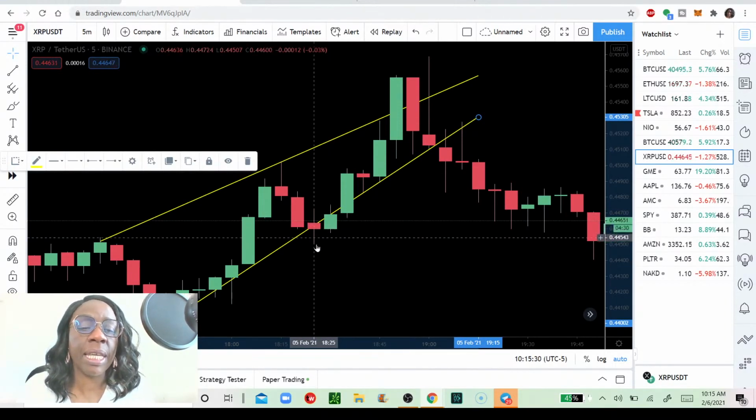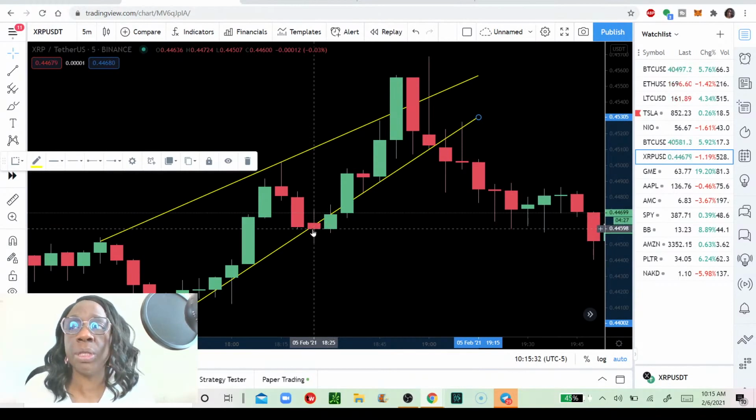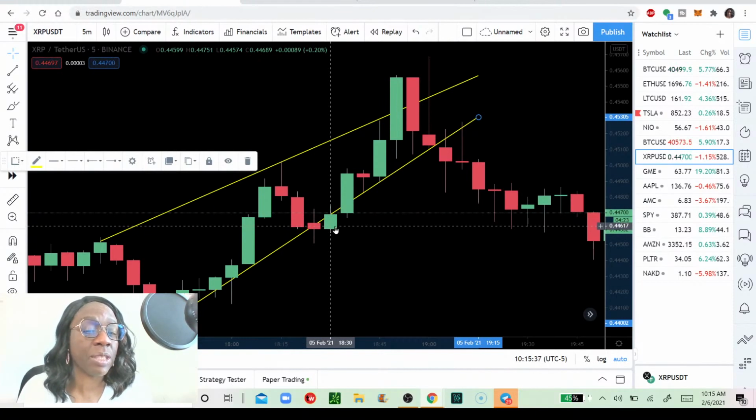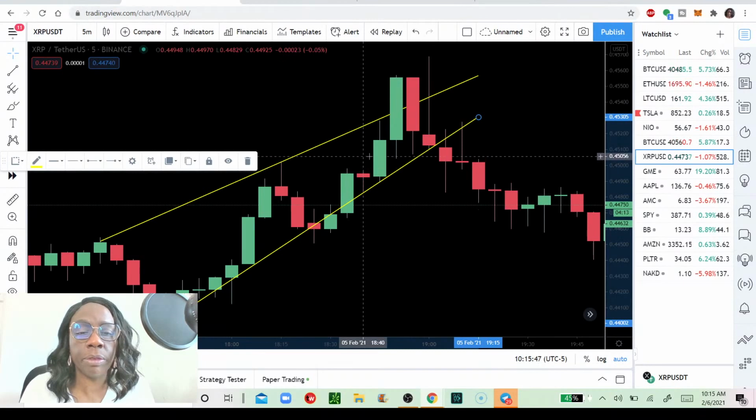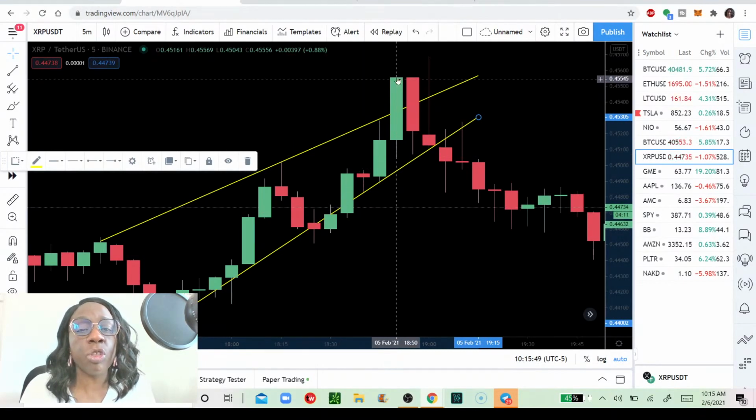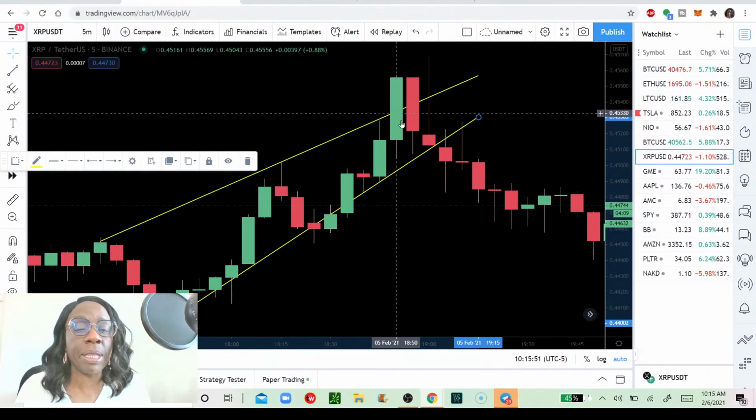But as we can see here, we have this one closing below the trend line, and then we have this second one actually closing above the trend line. So in this situation, I would stay in the trade, and I would be in that trade another 5, 10, 15, 20 minutes. So I'd be in this trade 20 minutes.